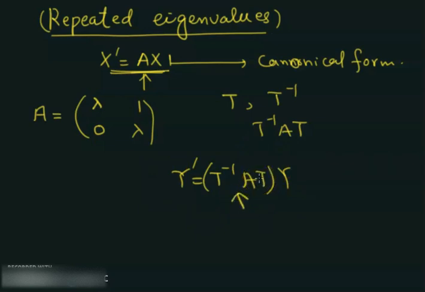So the question is how to do this when we have repeated eigenvalues. Before I answer that, I'll remind you of one more thing: if your matrix A is in this form [lambda 0; 0 lambda], then you can easily solve it. Then you can easily see how the solution would look like.